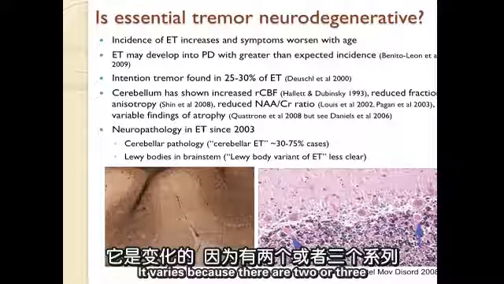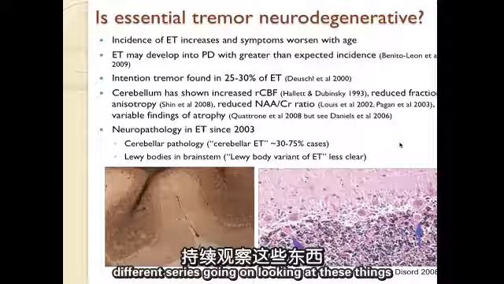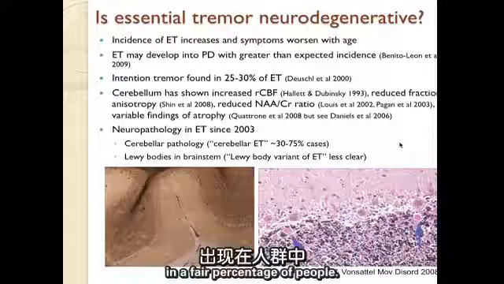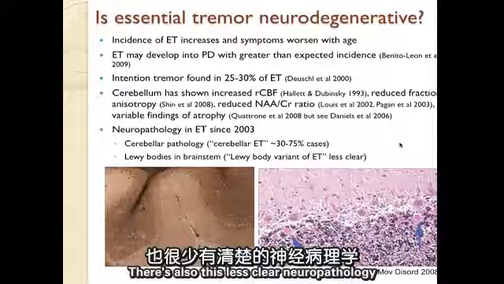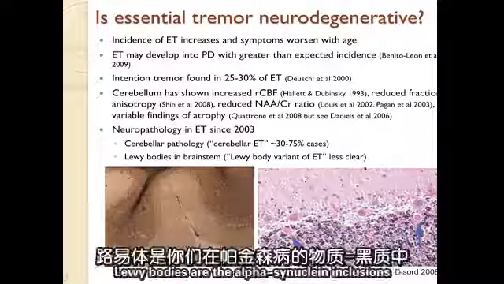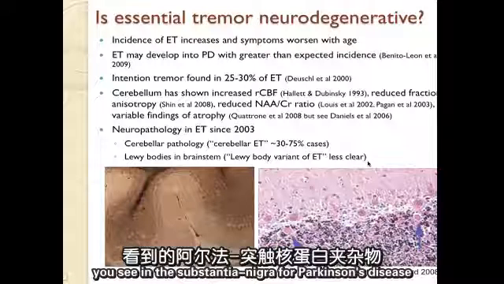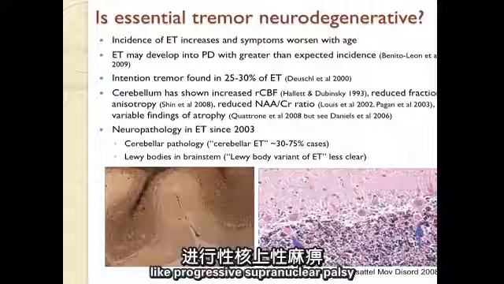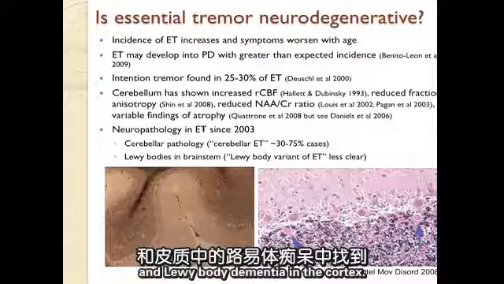It varies because there are 2 or 3 different series looking at these things, but this appears to be present in a fair percentage of people. There's also this less clear neuropathology described as Lewy bodies found in various brainstem nuclei. Lewy bodies are the alpha-synuclein inclusions you see in the substantia nigra for Parkinson's disease, and they're also found in things like progressive supranuclear palsy and Lewy body dementia in the cortex.